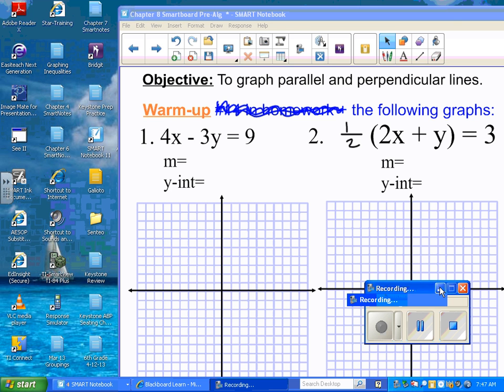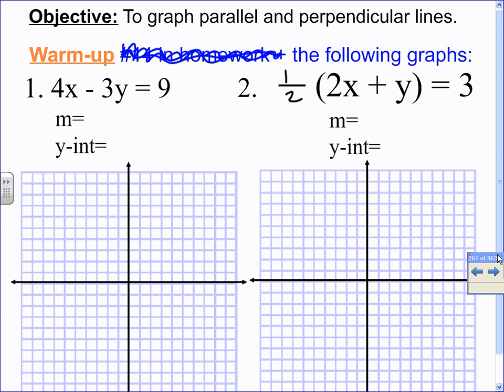So we are going to start with our warm-up on graphing in slope-intercept form. We are going to move on to parallel and perpendicular lines today, and I have an interesting homework assignment for you guys tonight if we get to it. So we'll see how that goes.